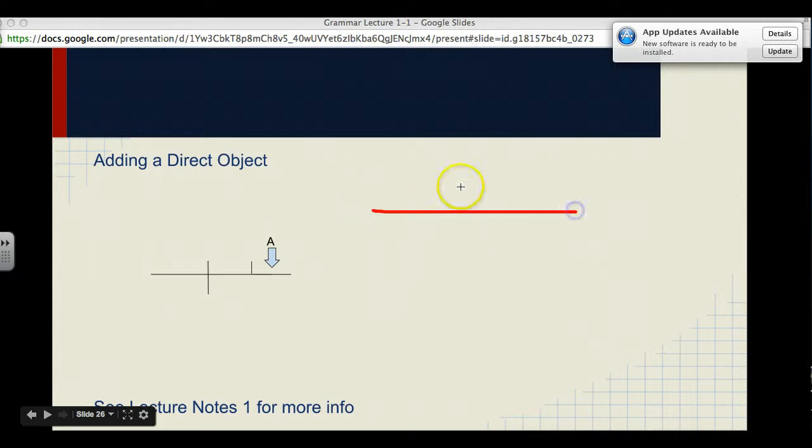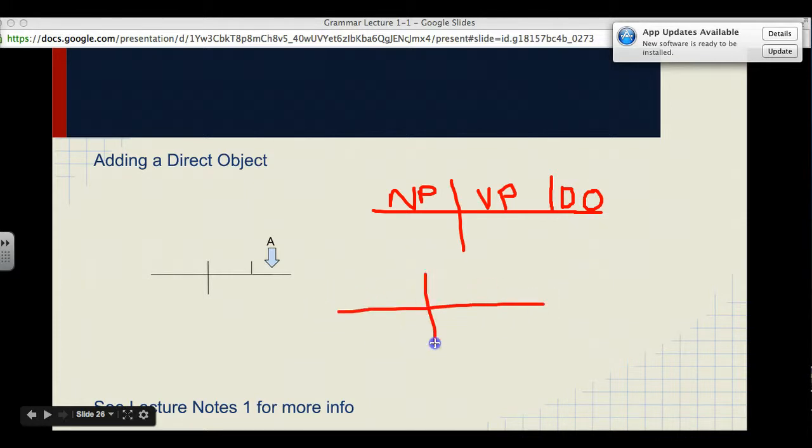So again, we'll start off with our simple sentence. We've got our noun phrase, verb phrase, and then to add a direct object, we're going to draw a vertical line extending from this original horizontal line. But the important thing to note here is it does not intersect. So you can see down here, it extends from this horizontal line upwards, but does not intersect or traverse this horizontal line. And this is where we'll put our direct object, which in most cases is going to be another noun.